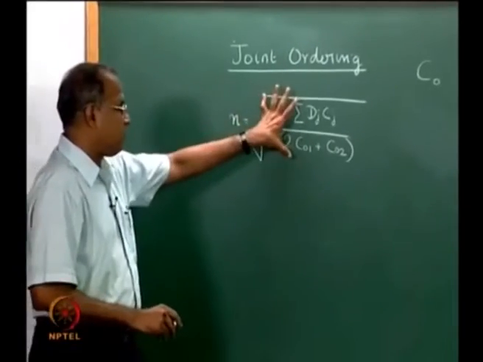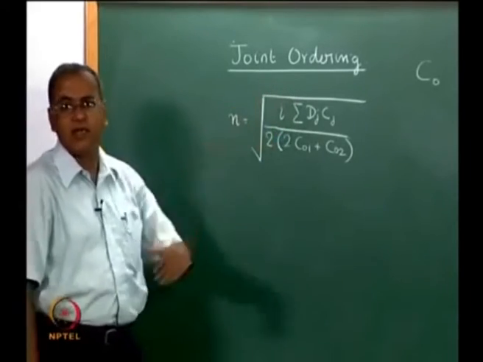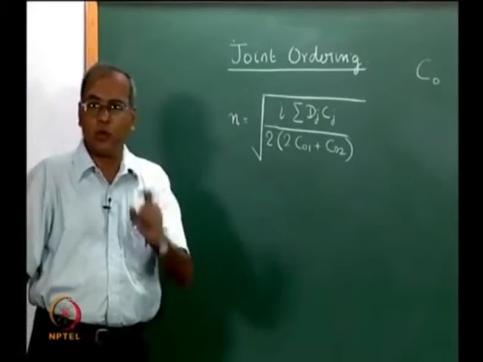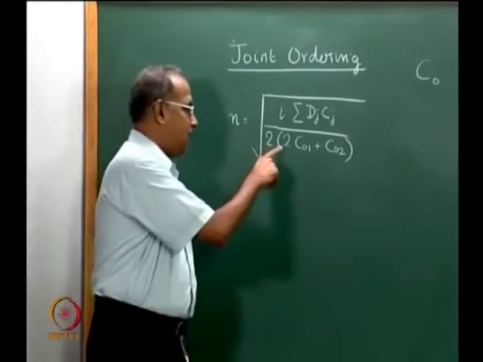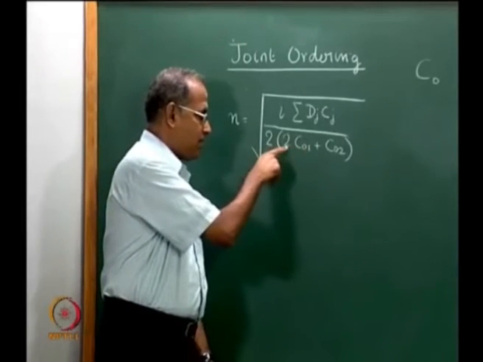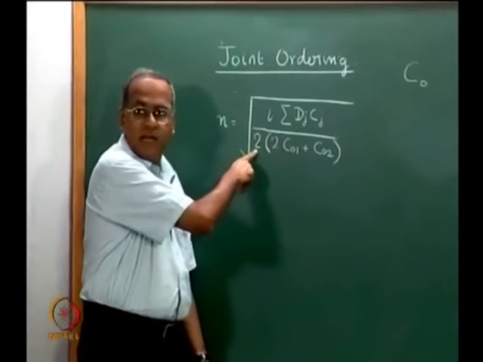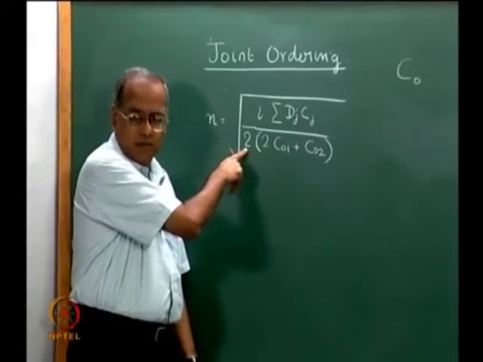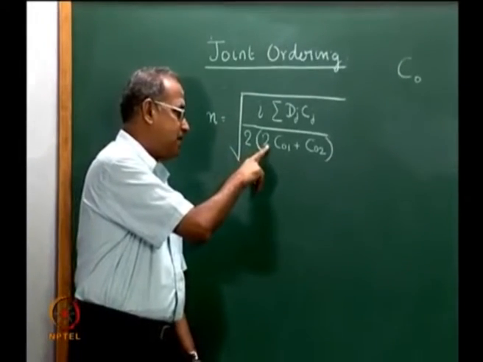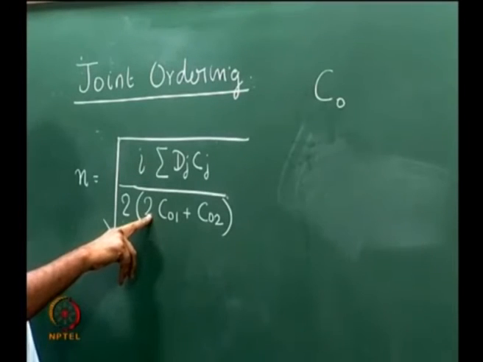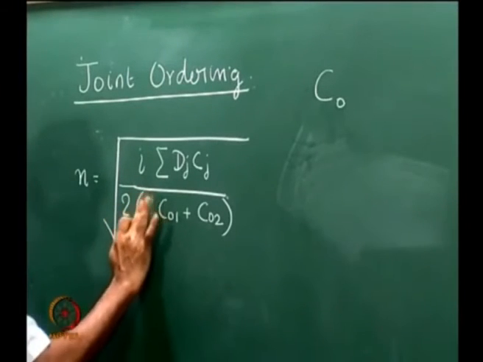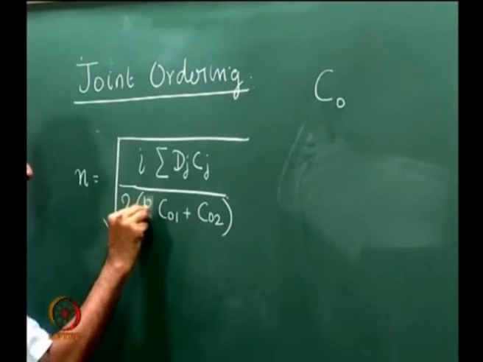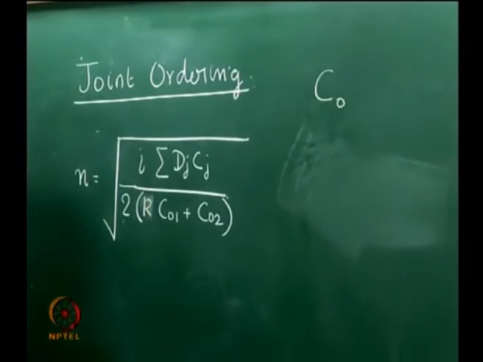Now, this particular formula that we derived in the earlier lecture was for two items, therefore we had 2 times C01 here. This 2 comes from the average inventory, so this 2 remains. But in general, if the number of items is k, this can be rewritten with k times C01 plus C02.